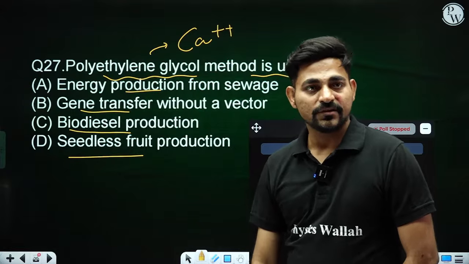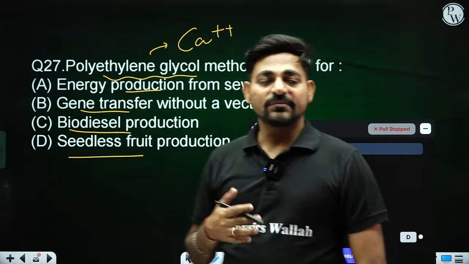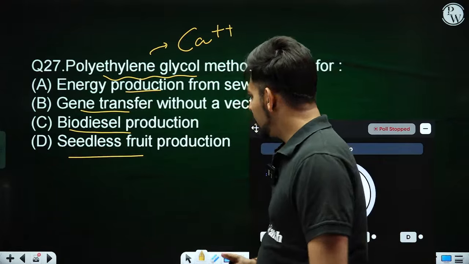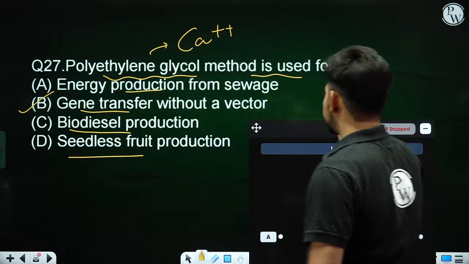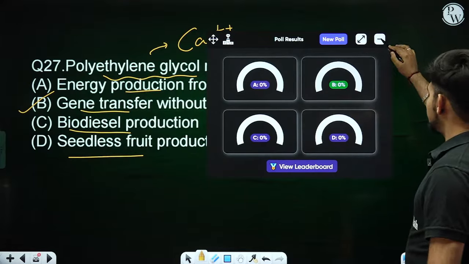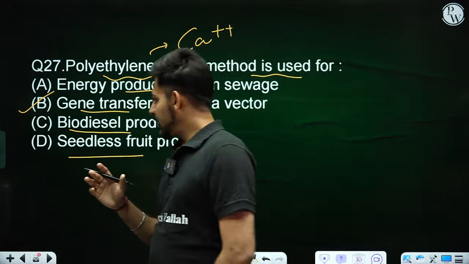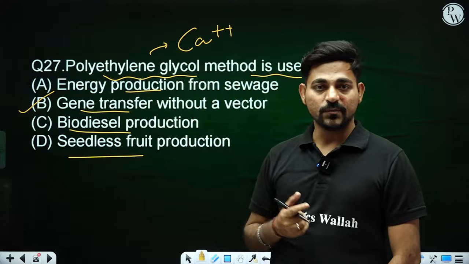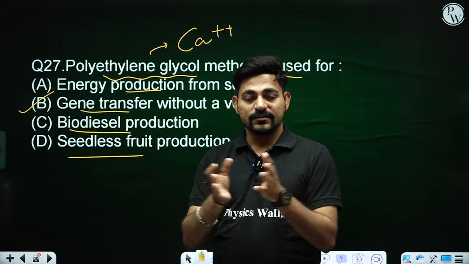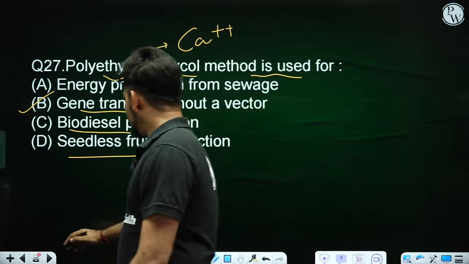Where in biotechnology are we using divalent cations? Have you studied the topic of making the bacterial cell competent just prior to inserting the DNA molecule? So that is used for gene transfer without a vector. Option B will be the right answer for this question. Another method where we use polyethylene glycol is somatic cloning, where we are hybridizing protoplasts.